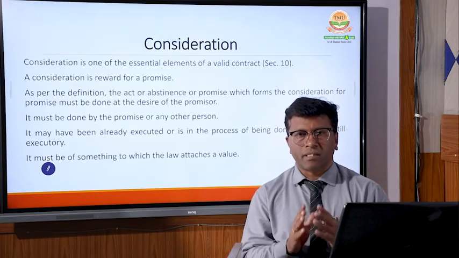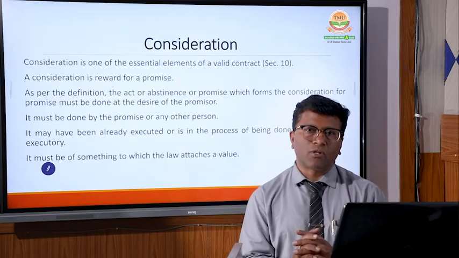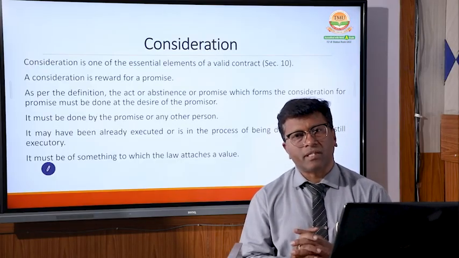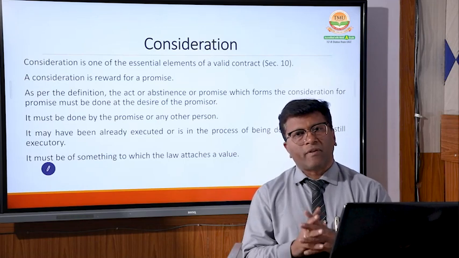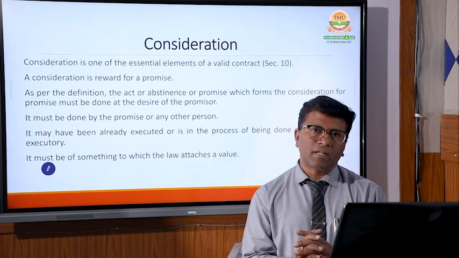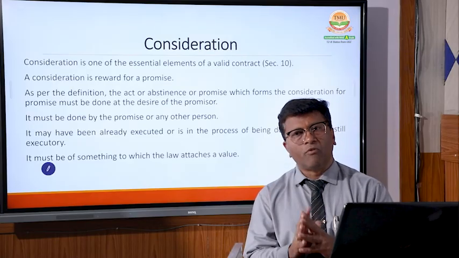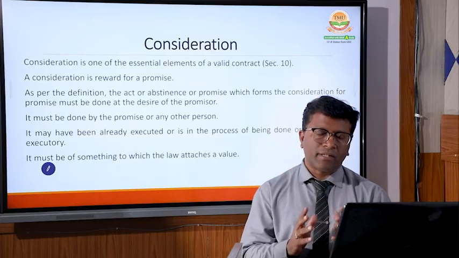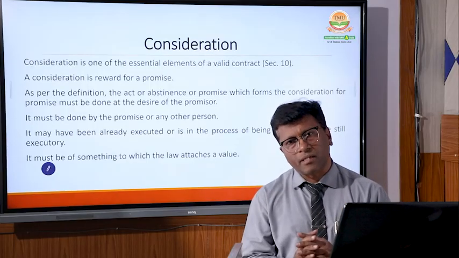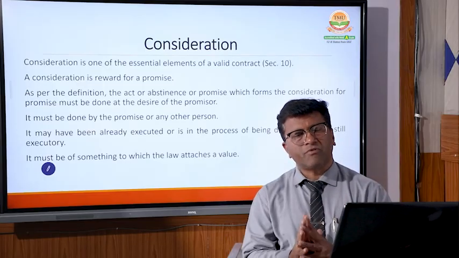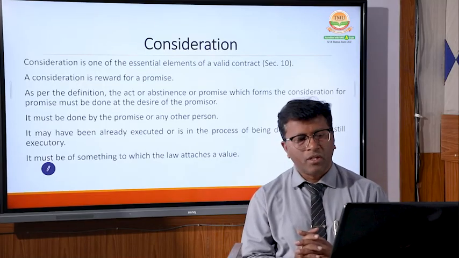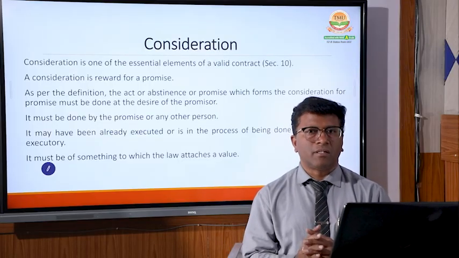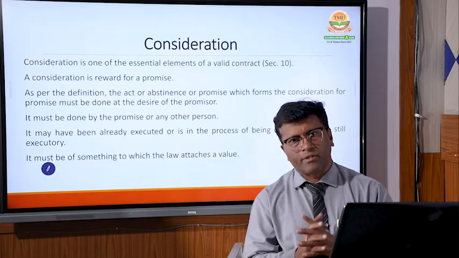once again, this is the time to focus on the essentials of a valid contract, because there are a number of essentials of a valid contract, such as offer and acceptance, free consent, lawful object, capacity of parties, and consideration. Right. So different essentials are there, and a few essentials we have already discussed in the previous lectures. So today it is time to discuss consideration. It is an ingredient of a valid contract.